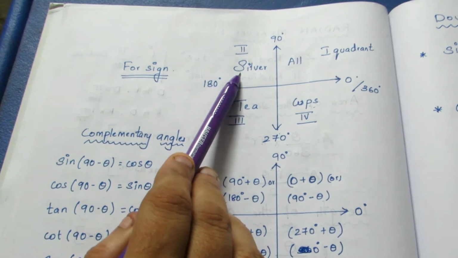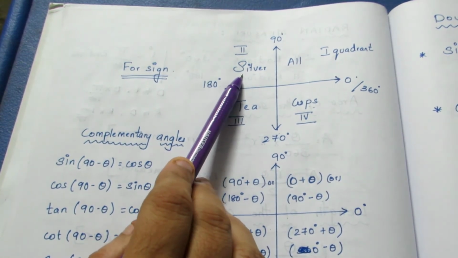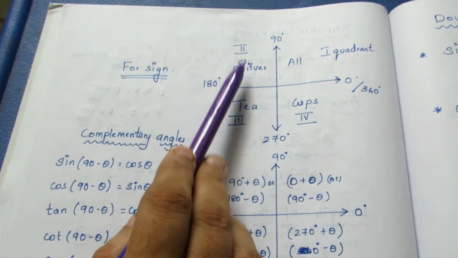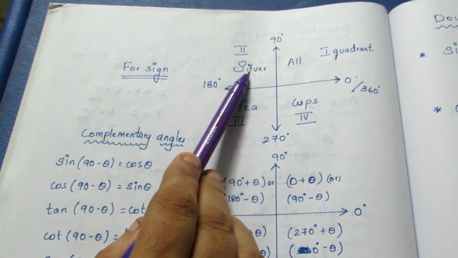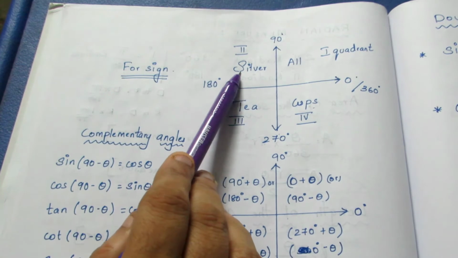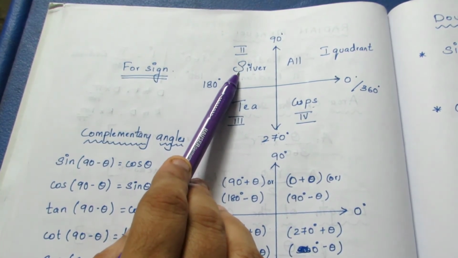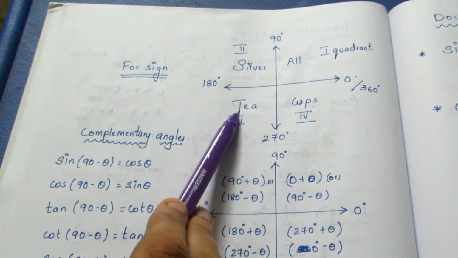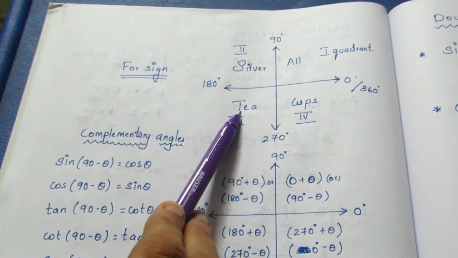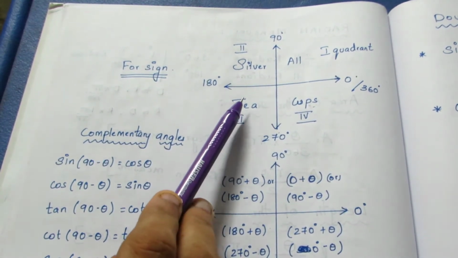In the second quadrant, sine and the reciprocal of sine, that is cosecant, will be positive. The rest of the ratios will be negative. Here sine and cosecant are positive. The rest will be negative. Here T means tan and cot, tan and its reciprocal, that is cot.